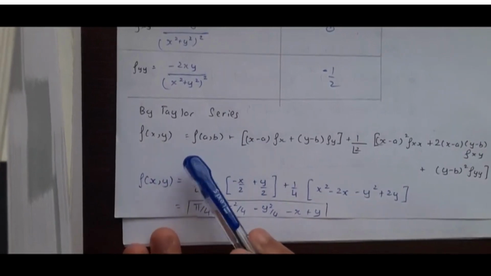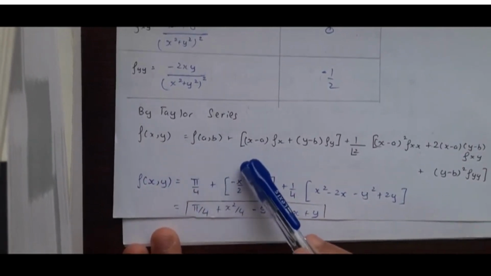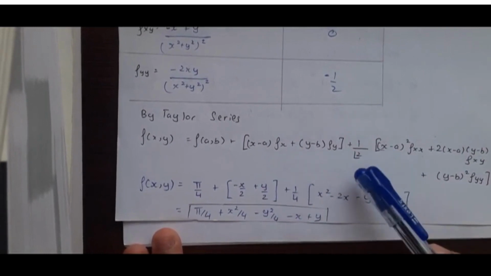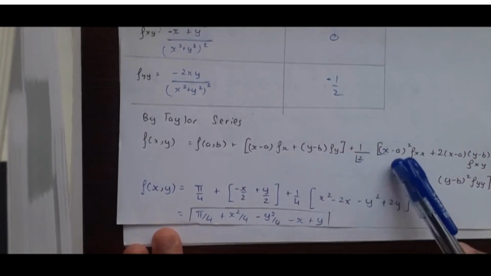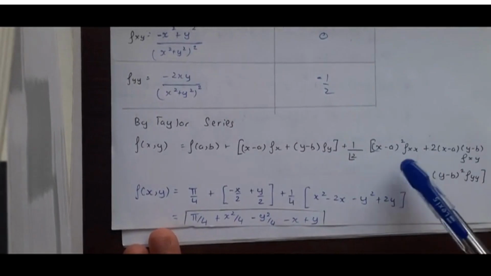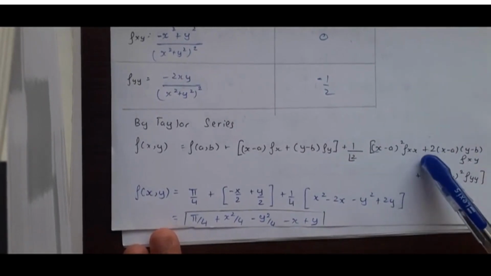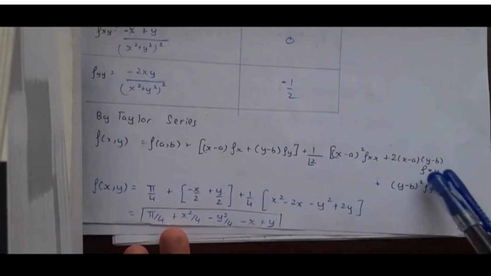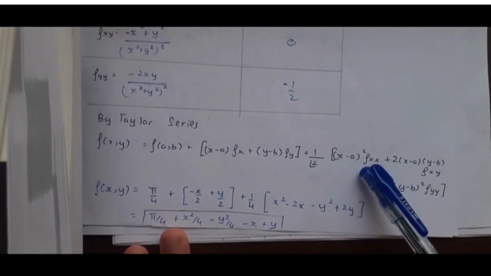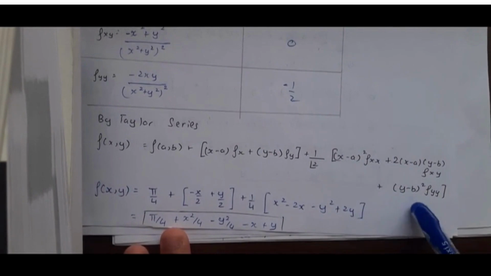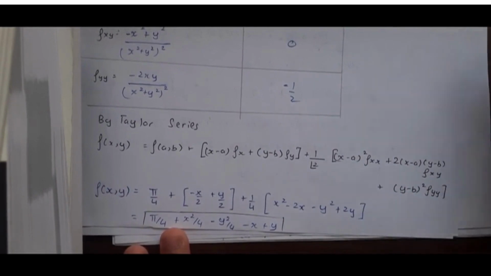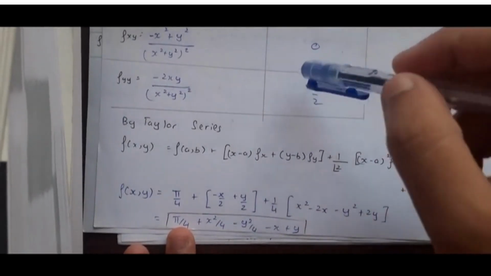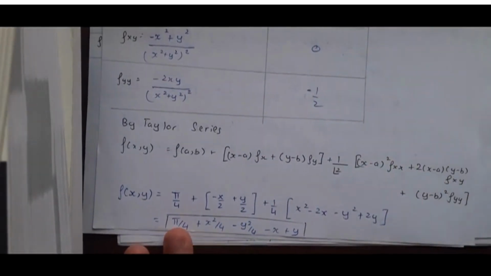F of x comma y is f of a comma b plus x minus a times first derivative plus y minus b times second derivative plus 1 by 2 factorial x minus a square f times second derivative plus 2x minus a y minus b, second derivative with respect to x and y, this is second derivative with respect to x, and y minus b the whole square, second derivative with respect to y. On solving, we plug in the answers from this table over here, and then we can simplify it to get this answer.